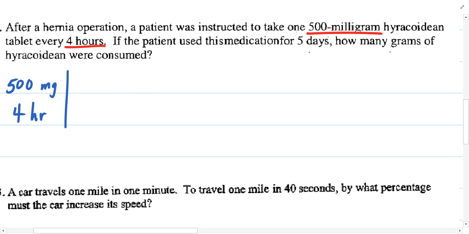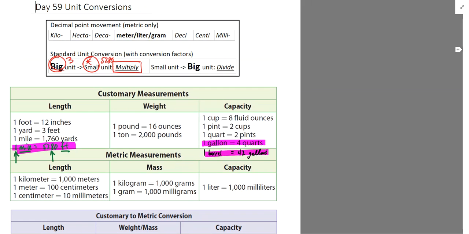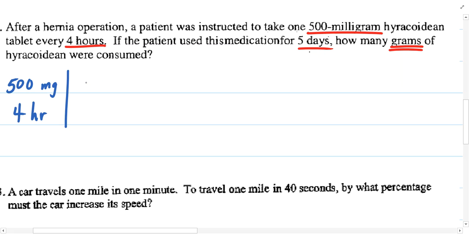We would like to know how many grams of this medicine was consumed over 5 days' time. So let's go ahead and complete that conversion. We'll change milligrams to grams, and we'll change hours to days. Based on the unit conversion chart from day 59, hopefully you're still referencing that. We have 1 gram that's worth 1,000 milligrams. So I want milligrams in the bottom of this chart to cancel. So we now have grams that I'm after. That part of the conversion was pretty easy.